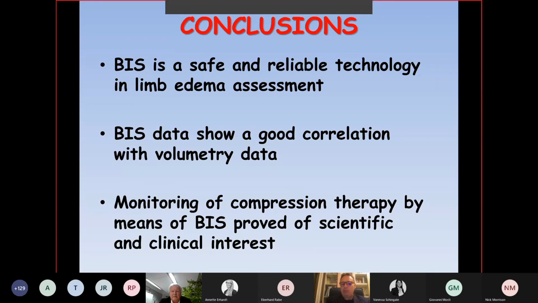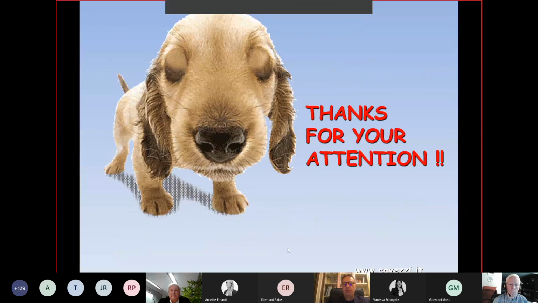Bioimpedance spectroscopy is a safe and reliable technology in limb edema assessment, and our data show a very good correlation between volumetry and bioimpedance parameters. And as we are starting to show, monitoring of compression therapy by bioimpedance spectroscopy can be of very important scientific interest because we can quantify the changes of fluid and tissues thanks to this technology.